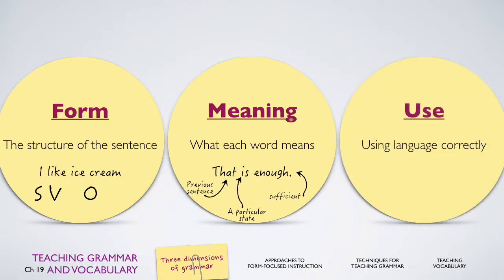Then we have the use. Here we think about how our message might change depending on the situation, even though we are using the same sentence. So if we look at the that is enough sentence again, if a mother says that is enough to a crying child, she is saying stop crying. If a customer says that is enough to the waiter who is pouring wine at a restaurant, it means I don't need any more wine. It's highly unlikely I will be saying I don't need any more wine anytime soon. I'll probably be saying that's not enough.